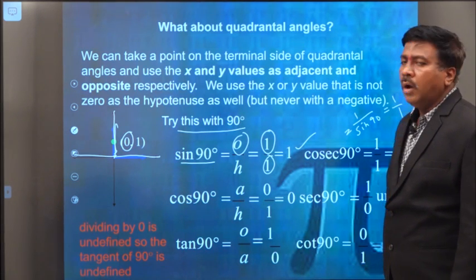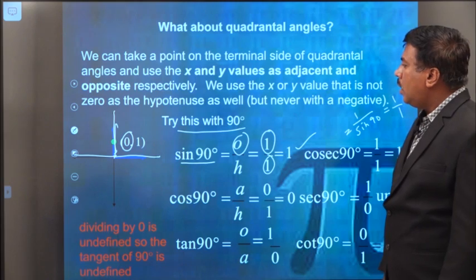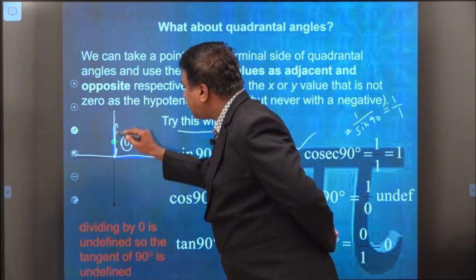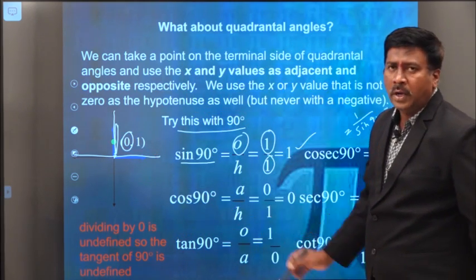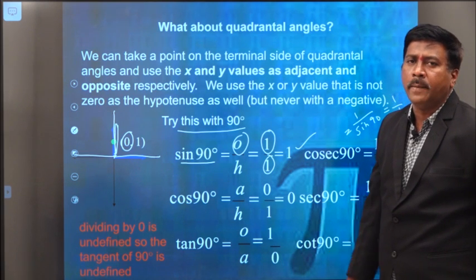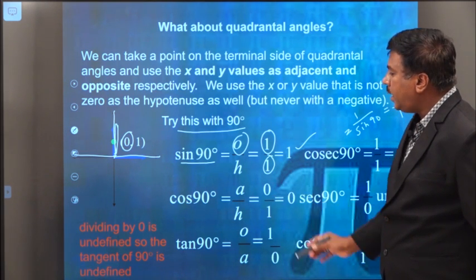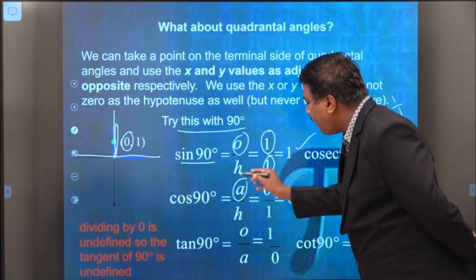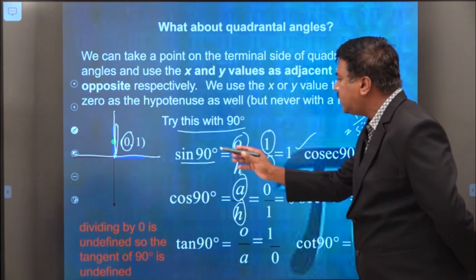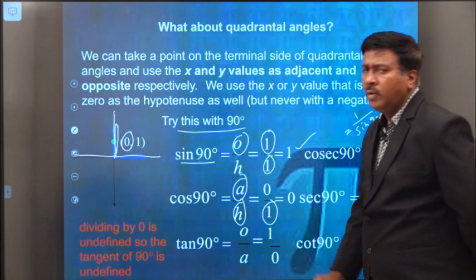Now similarly, cos 90 degrees. What is the formula for cos? Cos is adjacent side by hypotenuse, so cos 90 is equal to adjacent side by hypotenuse, because this is already the unit circle, the hypotenuse value is equal to 1.